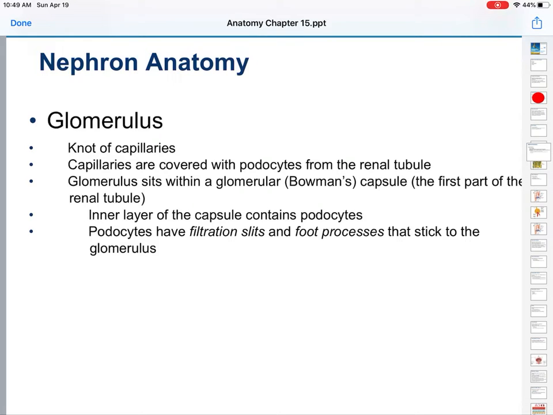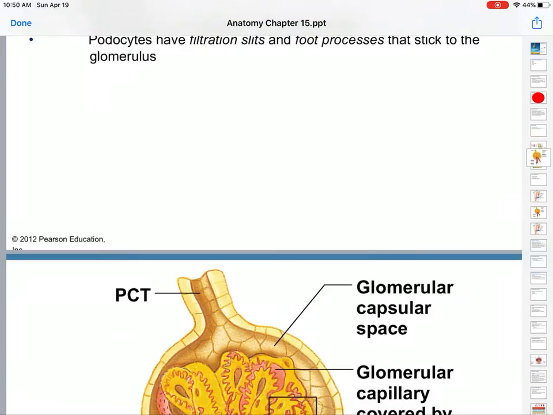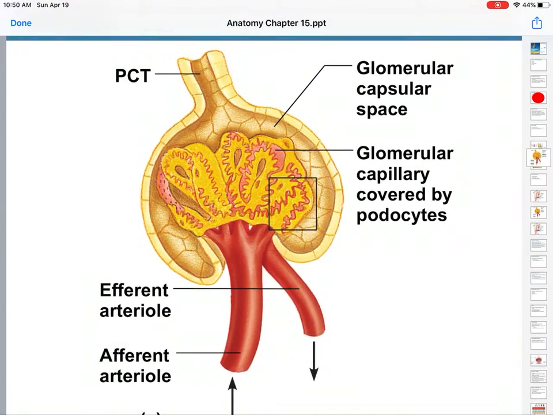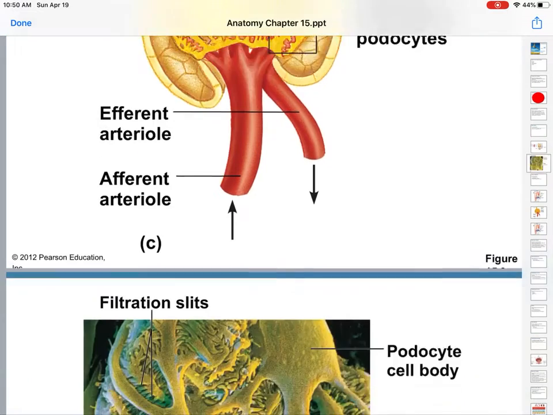Glomerulus, it's a knot of capillaries. Looks kind of like a clove of garlic. Capillaries are covered in podocytes from the renal tubule, and it sits within the Bowman's capsule. It has podocytes, which have filtration slits and foot processes that stick to it. Allows for a lot of filtration. So you have your efferent arteriole and afferent arteriole, and they mix a lot in this capsule. Allows for a lot of filtration of stuff in the blood.